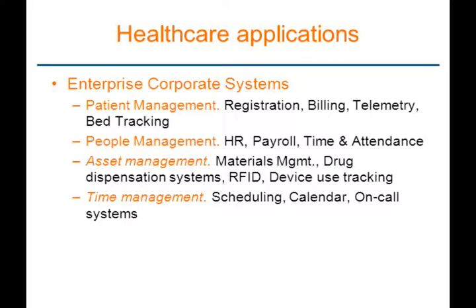The third category is in asset management. Here all the supplies that are brought in, drug dispensation systems, radio frequency ID. There is an effort in trying to see how assets move within the institution, and using RFID tags is a reasonable way to track them, which is what the device use tracking is also about.